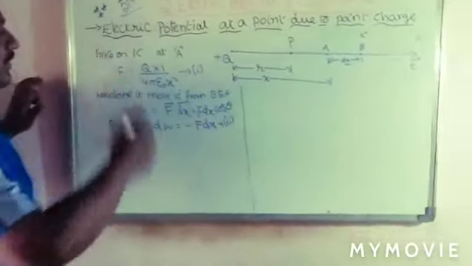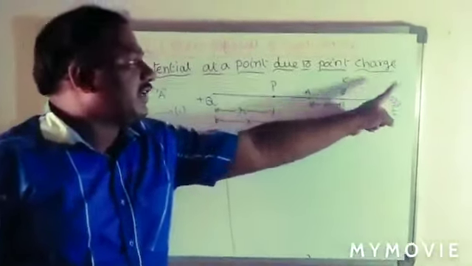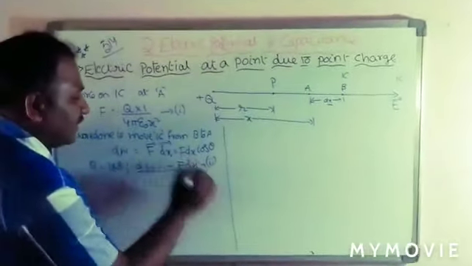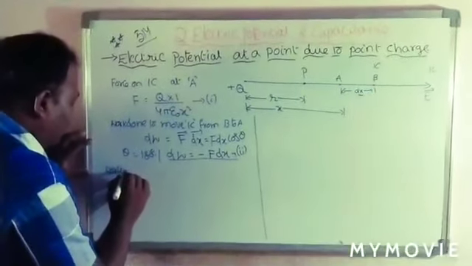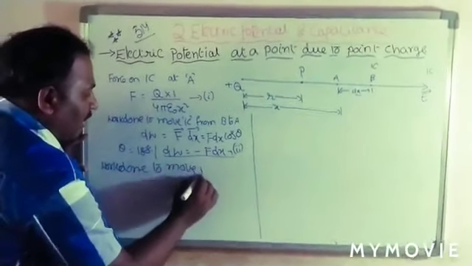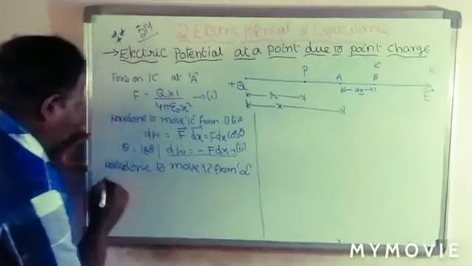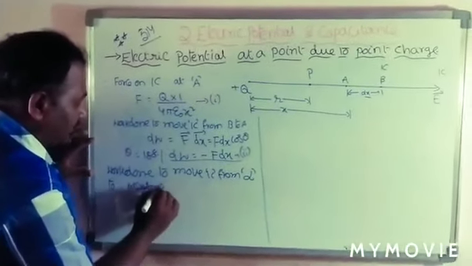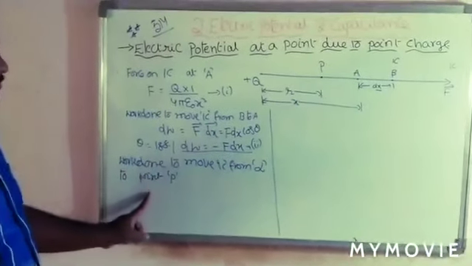Now what is the condition we have to find? First we have to calculate the work done to move the charge from infinity to point P. So we are going to apply integration for this equation 2. So here write work done to move 1 coulomb from infinity to point P. What is the work done to move the charge 1 coulomb from infinity to point P?